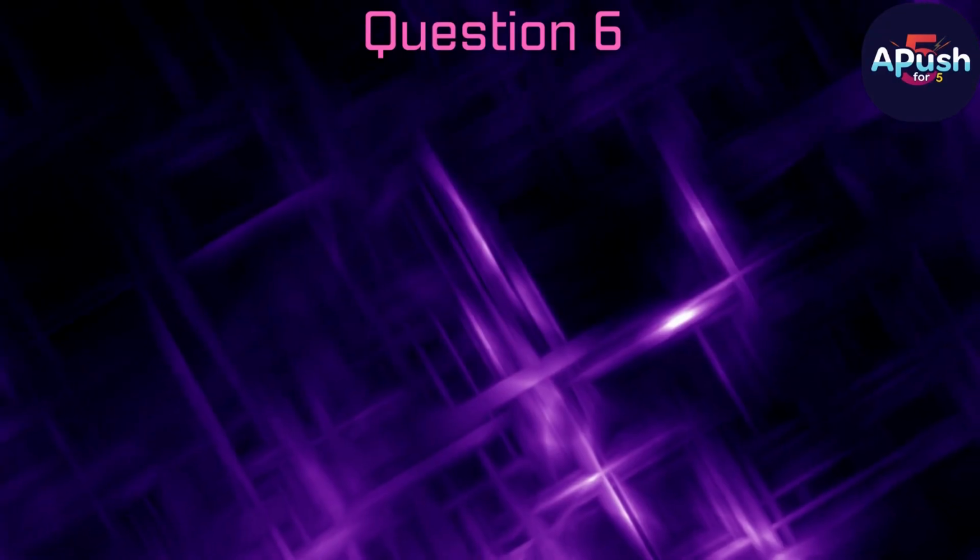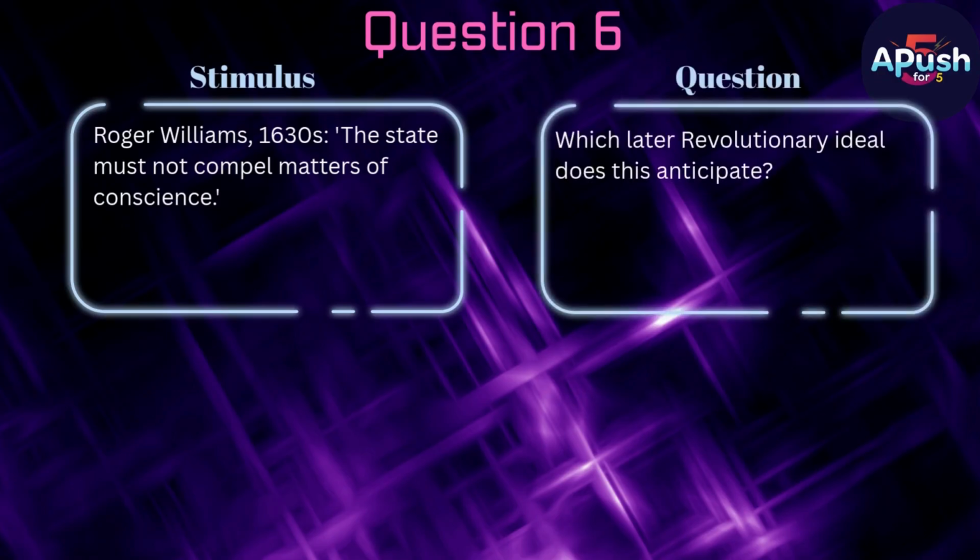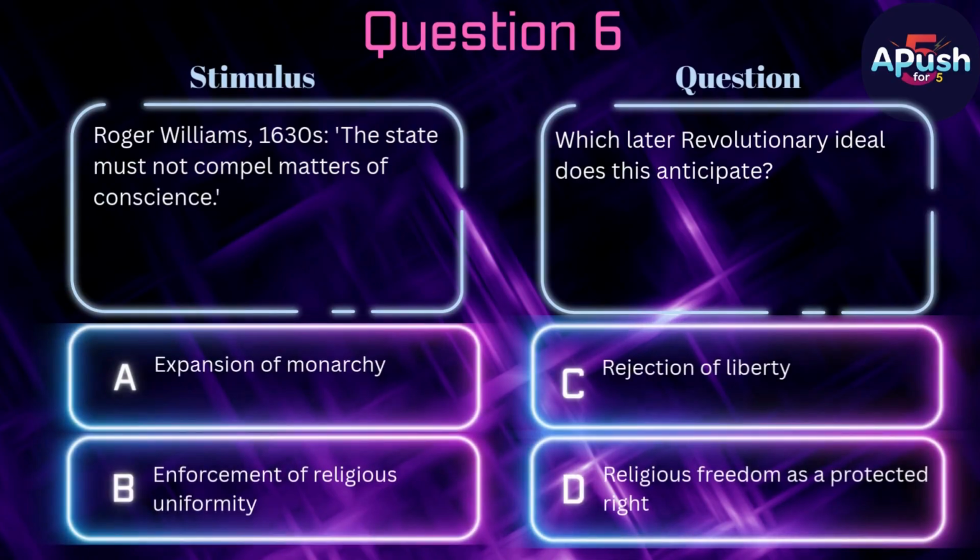Question 6. Stimulus. Roger Williams, 1630s. The state must not compel matters of conscience. Question. Which later revolutionary ideal does this anticipate? A. Expansion of monarchy. B. Enforcement of religious uniformity. C. Rejection of liberty. D. Religious freedom as a protected right.